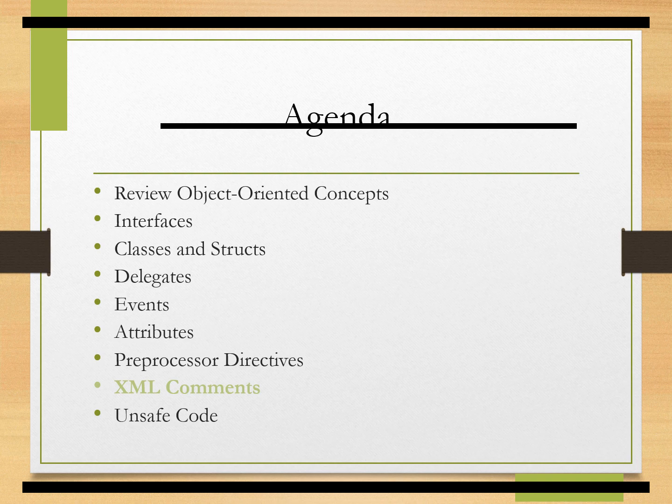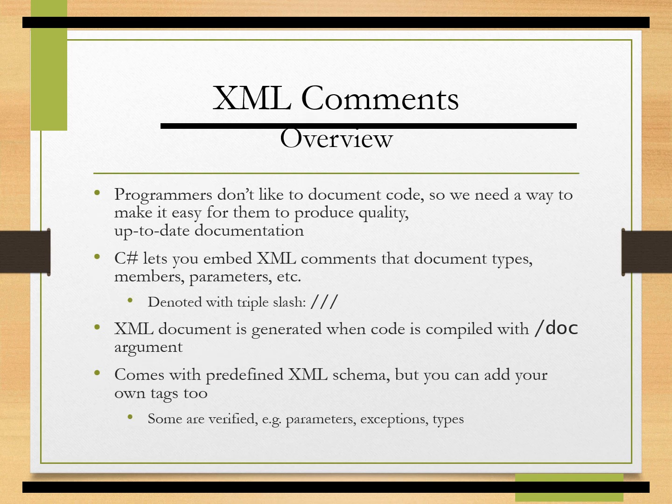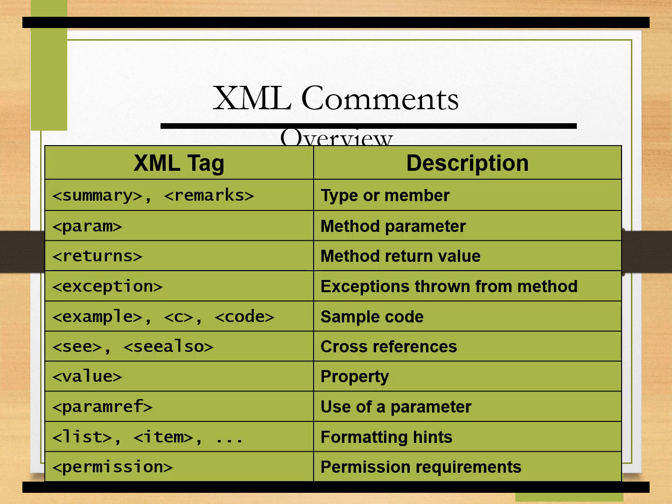Next, XML comments. You enter into the XML comments. You write the XML comments denoted with the triple slash, and the XML comments are generated while the code is compiled with the doc argument. The XML schema comes predefined. You can add your own tags too. Some are verified: parameters, exceptions, types, something else.